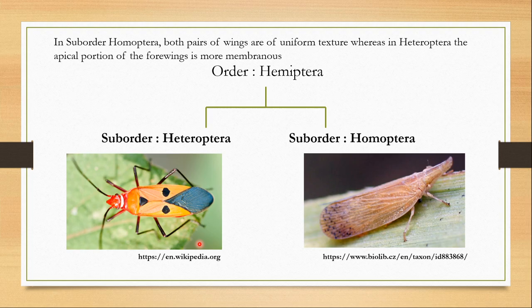You can also see how the wings are folded on the abdomen. Here, the wings are folded on the abdomen as a roof, or it looks like a roof. And here, they lie flat, and one wing overlaps the membranous part of the other wing.